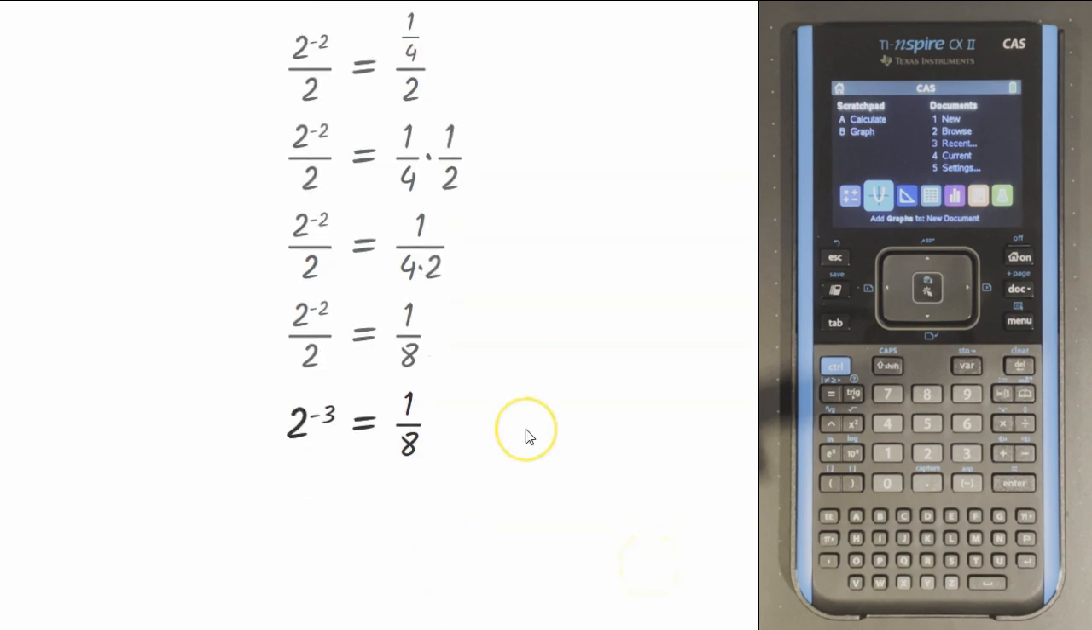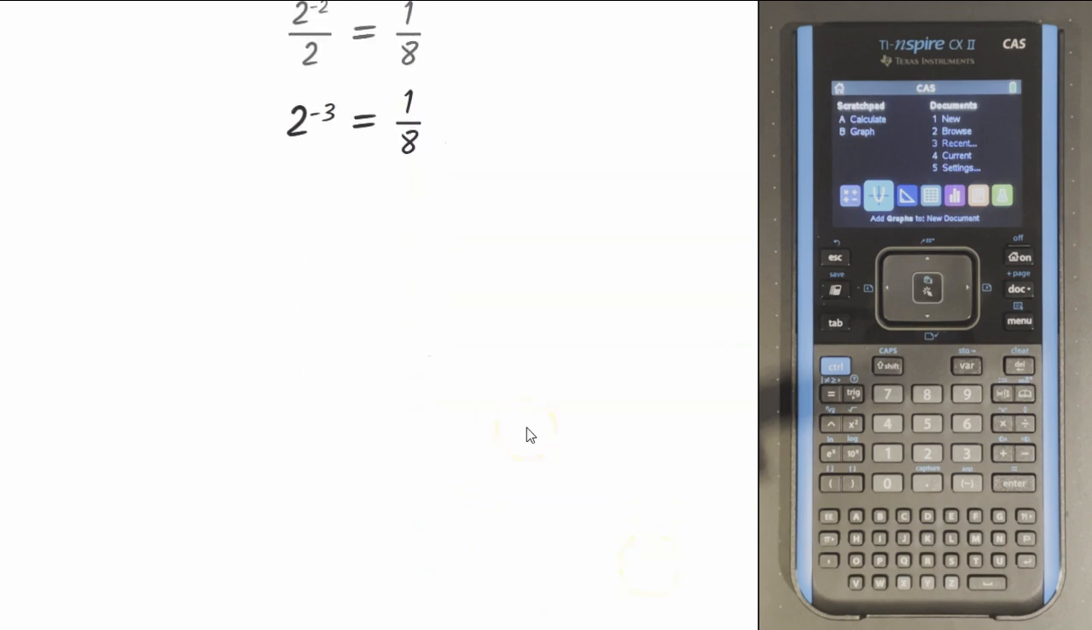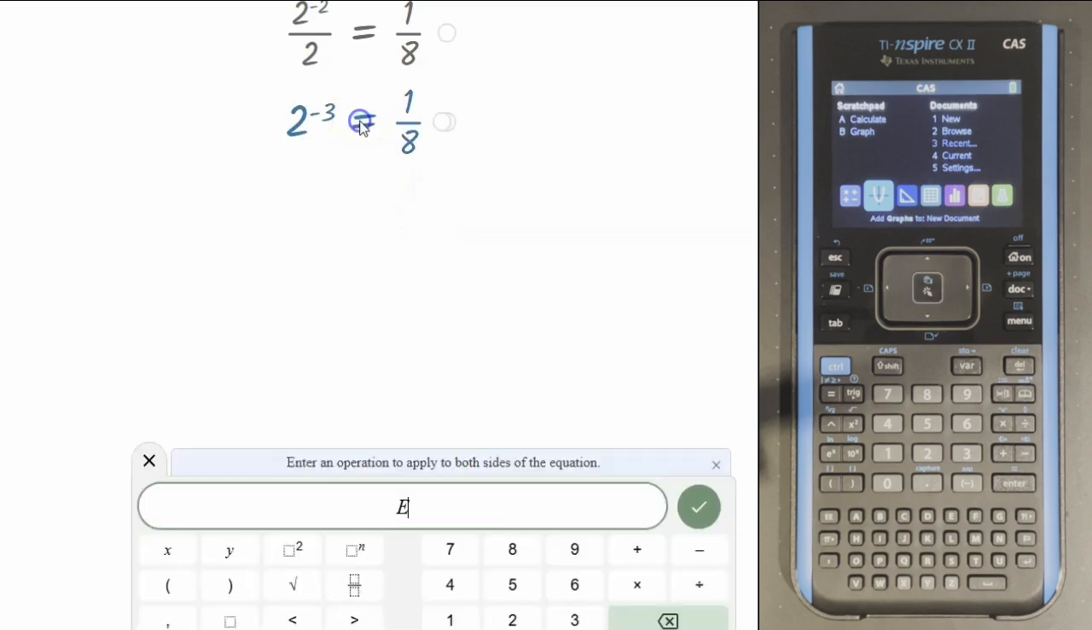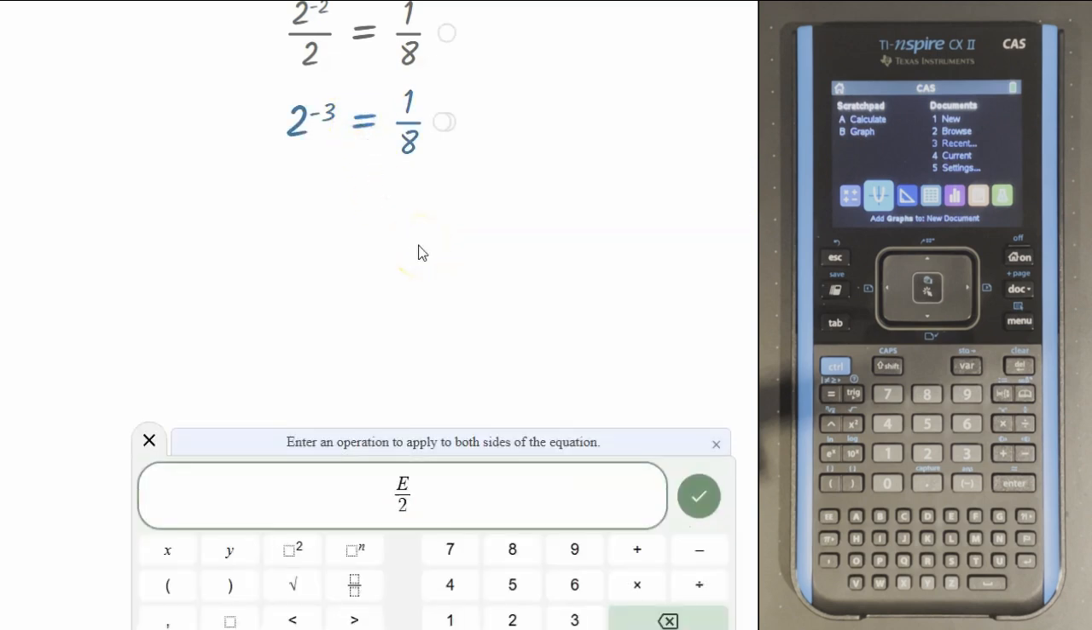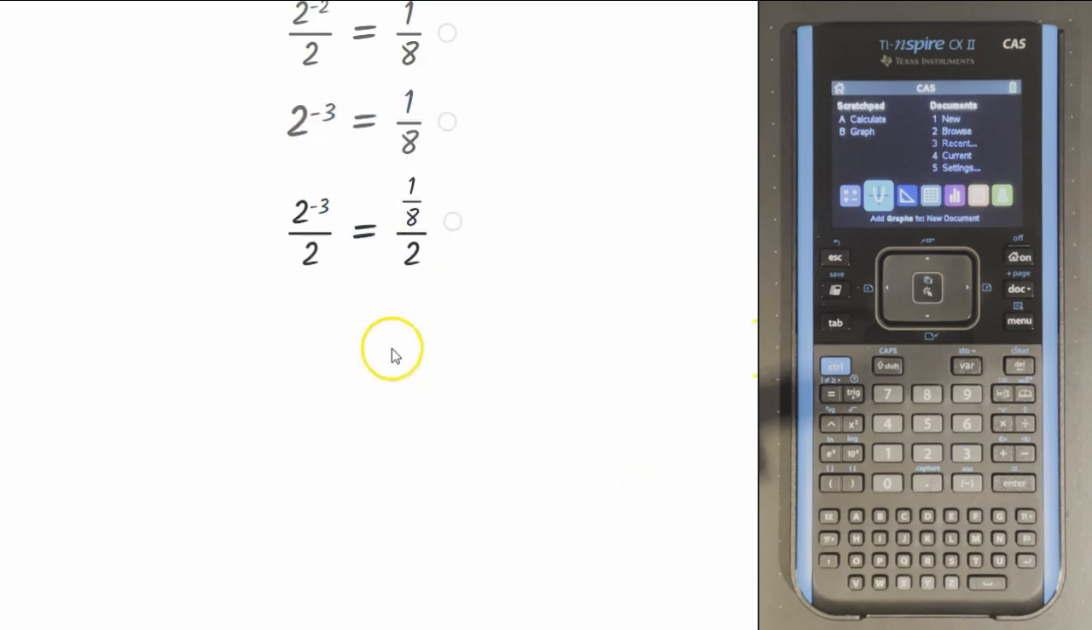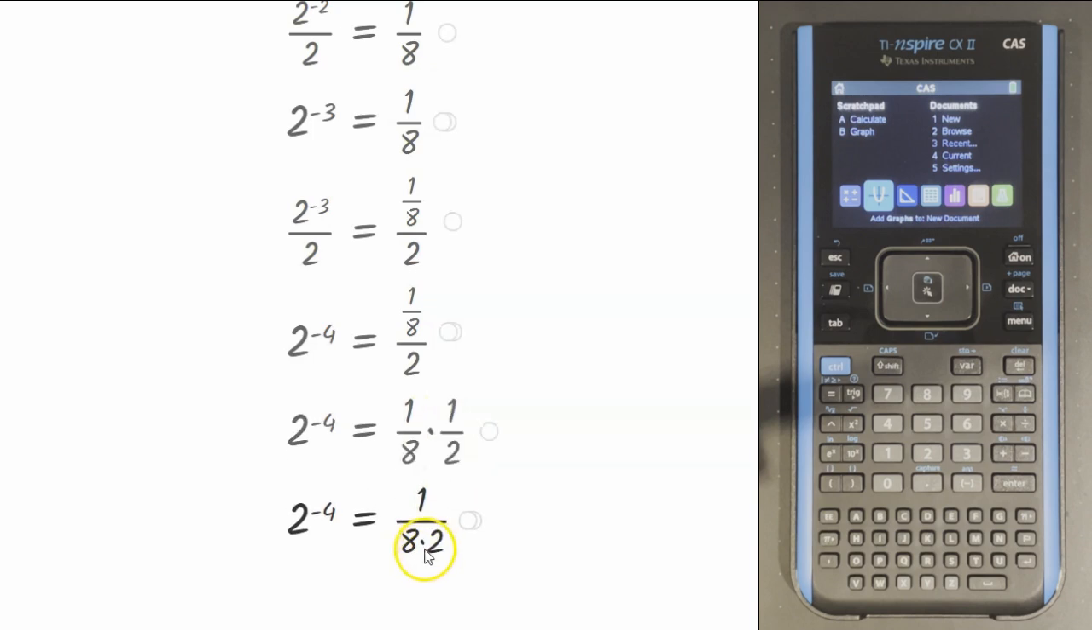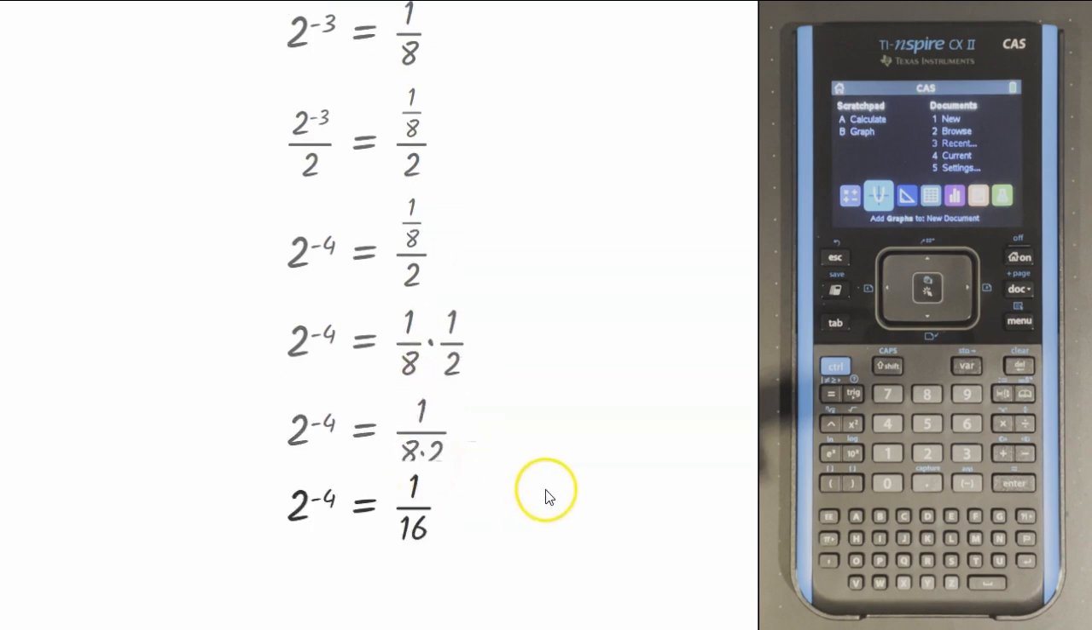Can you see the pattern now? Let's just do one more so you got it. So divide by 2 again, and we get 2 to the negative 4 is equal to 1 over 16, which is 1 over 2 to the 4.